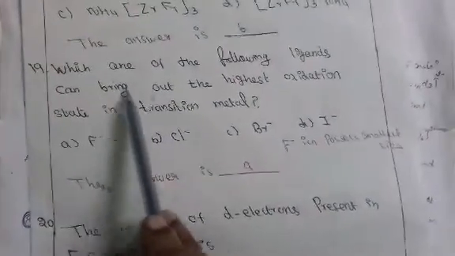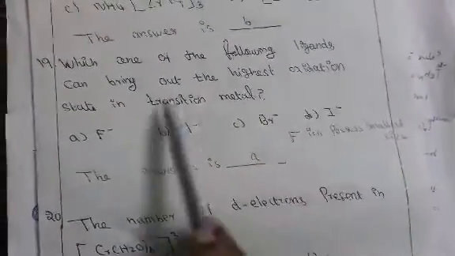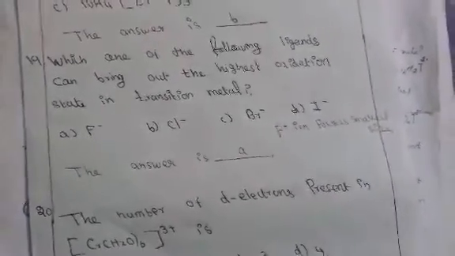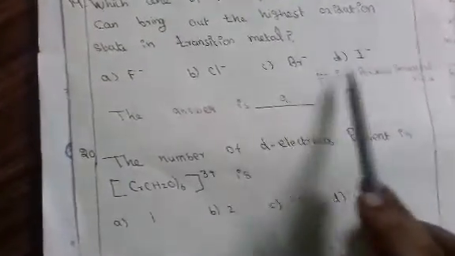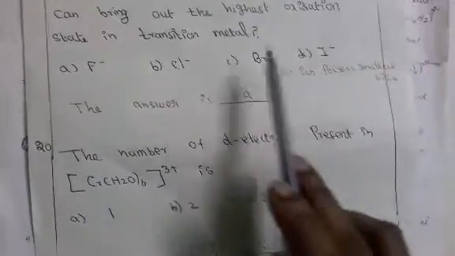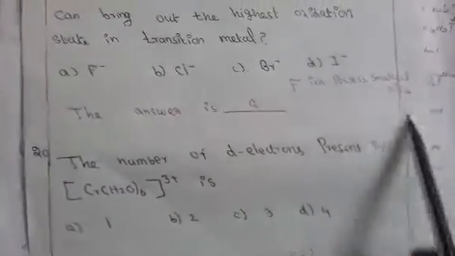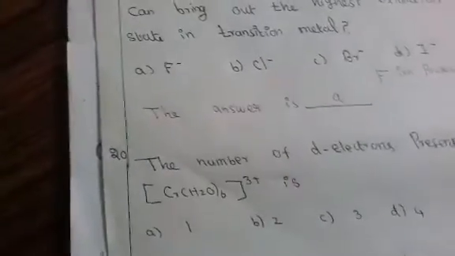Okay, next question: which one of the following ligands can bring out the highest oxidation state in a transition metal? From these, F minus, Cl minus, Br minus, I minus, fluorine has the strongest ability because it is the smallest in size. F minus ion possesses the smallest size, so it gives the highest oxidation state in transition metals.